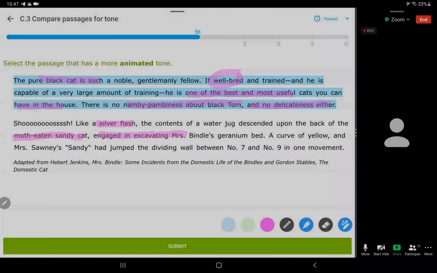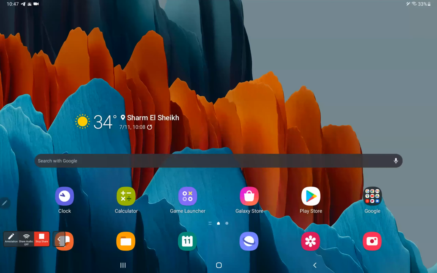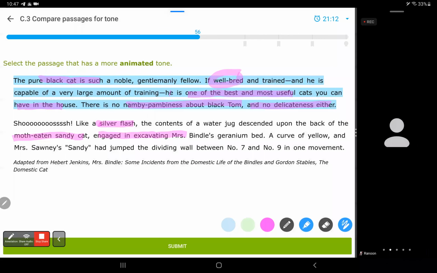A curve of yellow, and Miss Sawney's Sandy had jumped the dividing wall between number 7 and number 9 in one movement.